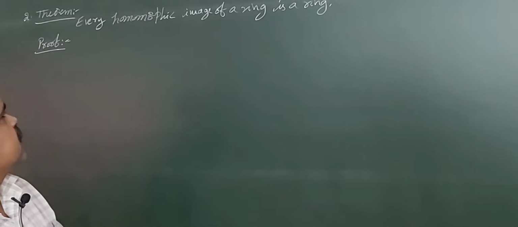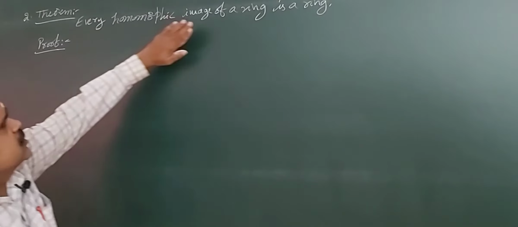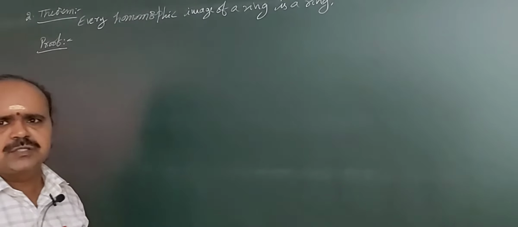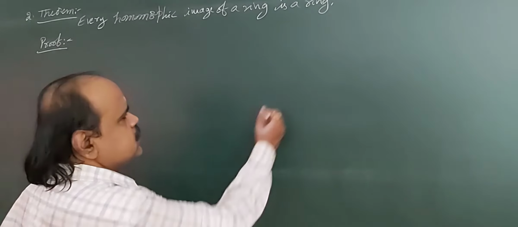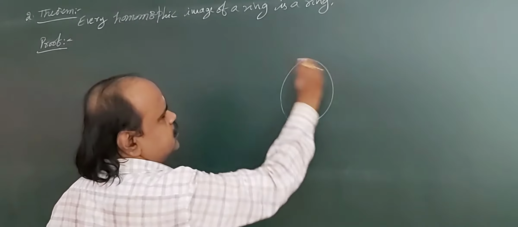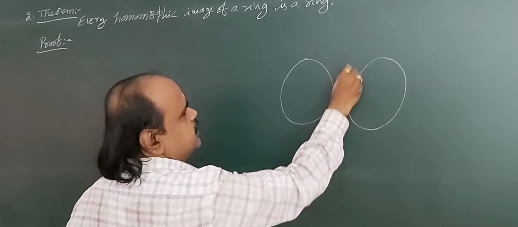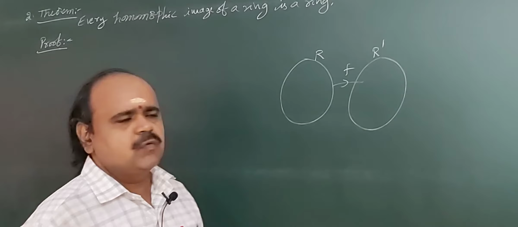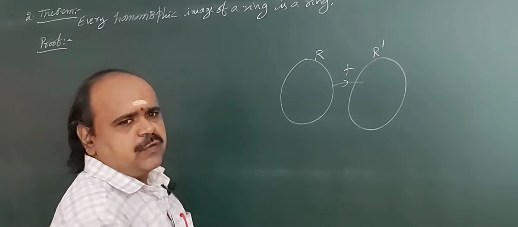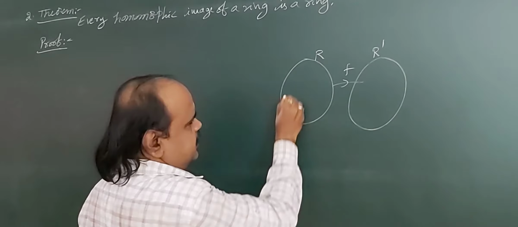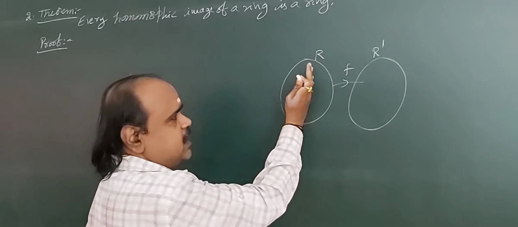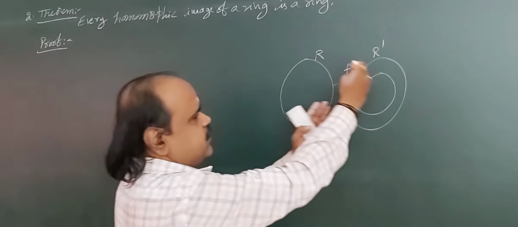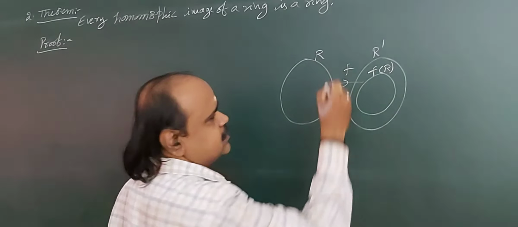Next we come to another theorem: every homomorphic image of a ring is a ring. What is a homomorphic image? Suppose f is a homomorphism from a ring capital R into a ring R dash. Then homomorphic image means totally the capital R, here capital R is embedded into R dash. That means it is totally the image of capital R, f of capital R.